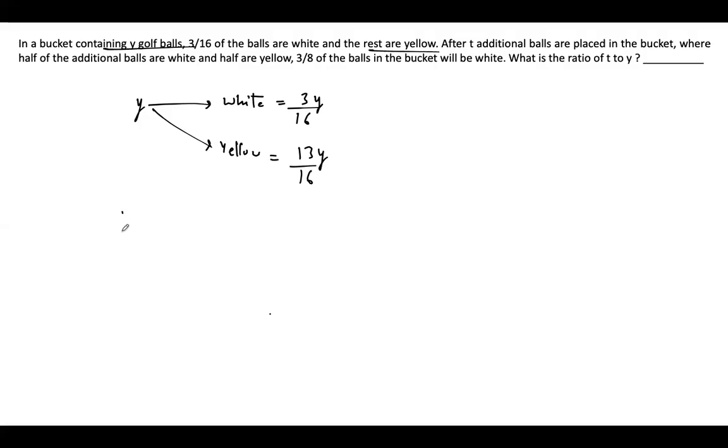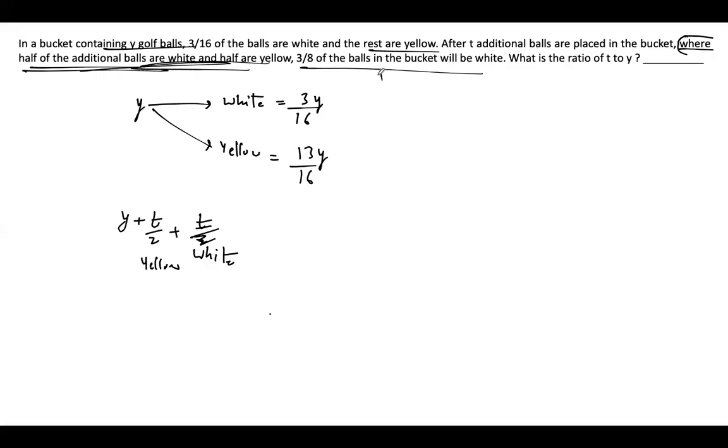After T additional balls are placed in the bucket, where half of the additional balls are white and half are yellow, that is, half of T are yellow and half of T are white. So 3/8 of the balls in the bucket will be white. White is 3/8 of the total.